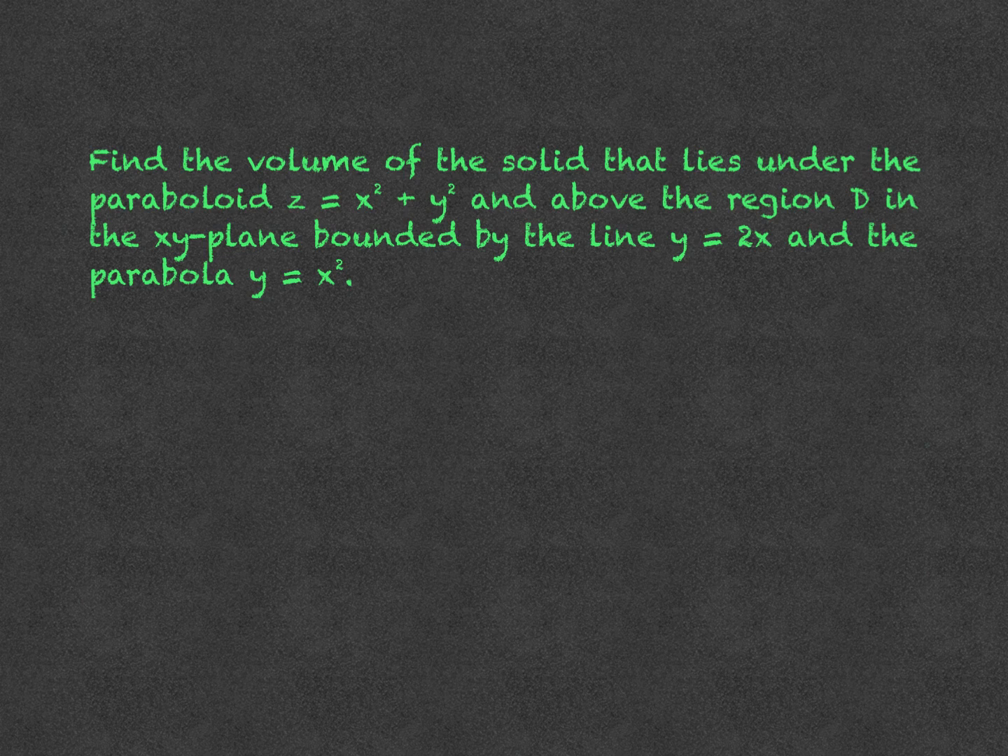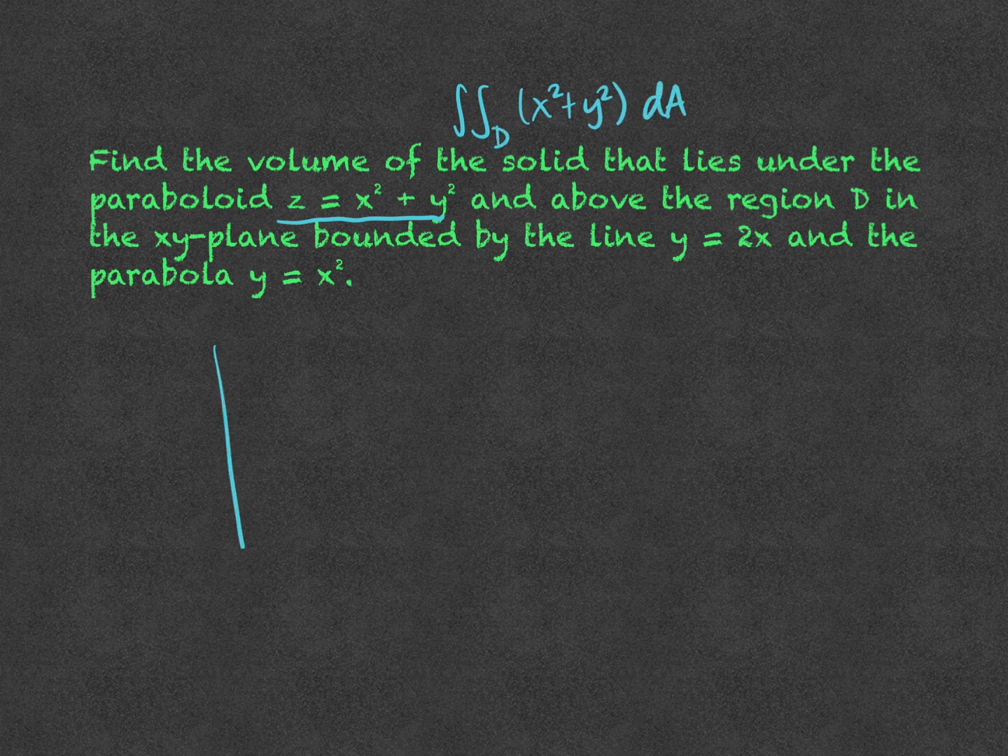This one says, find the volume of the solid that lies under the paraboloid stated here and above the region D in the xy plane bounded by y equals 2x and y equals x squared. So let's start with the fact that this is what we're integrating. So our double integral, I'm going to write it up here. Our double integral is x squared plus y squared with respect to A over D.